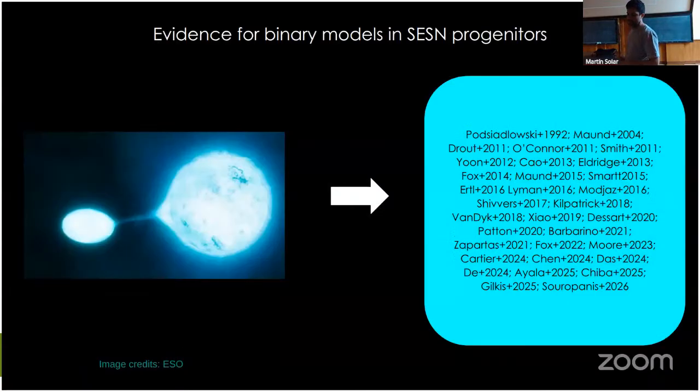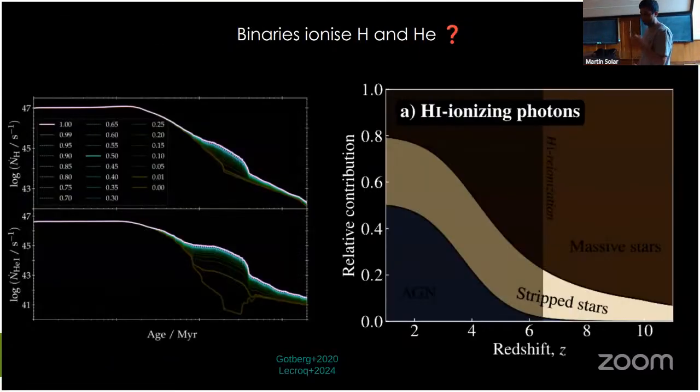This is the evidence for the binary model for stripped-envelope supernova progenitors, and here's my personal collection of all the studies that support that stripped-envelope supernovae explode in a binary system. This system will interact somehow. So that could be the reason why the stripped-envelope supernova progenitors ionize the hydrogen and helium, or even helium.